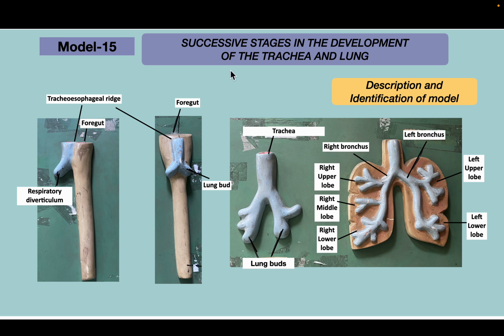Now this is the model showing the successive stages in the development of the trachea and lung. You can see the tracheoesophageal ridge is visible, foregut is visible, and respiratory diverticulum is there. So this respiratory diverticulum is dividing into these lung buds. Now later on the subdivisions of the lung bud is happening in this, and here the development of the lung is shown. In this right and left bronchus is visible. So on the left side upper and lower lobe, and the right side right, middle and lower lobe is visible.